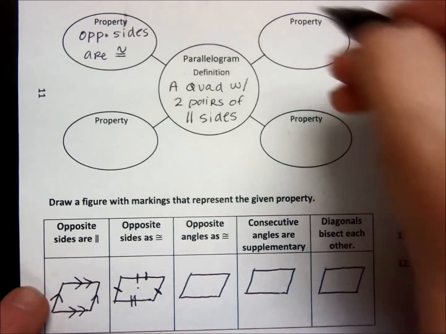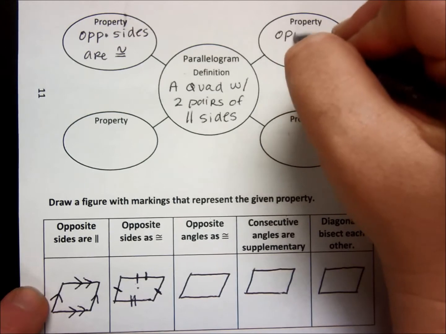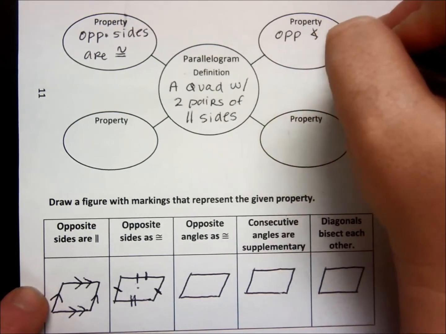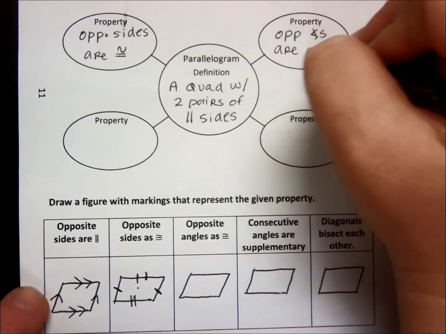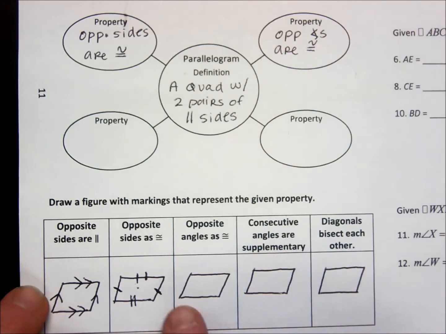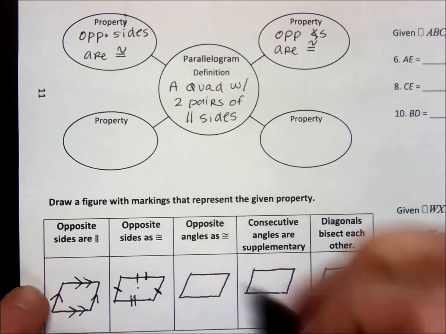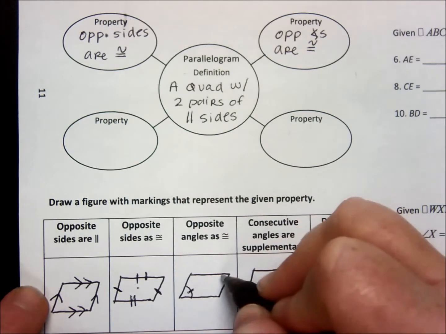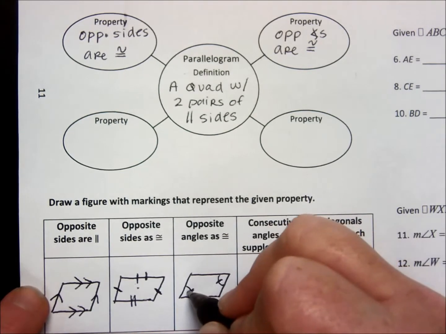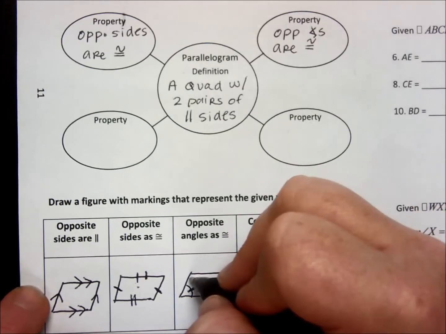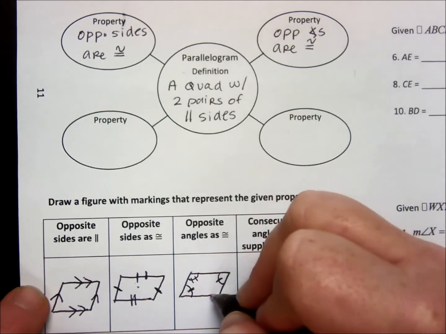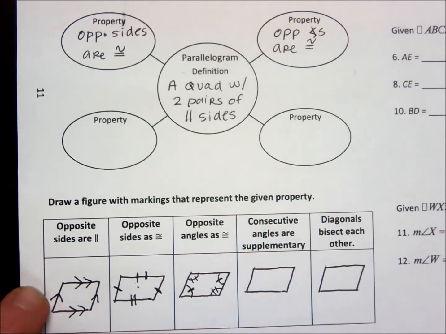The next one is that opposite angles are congruent. I'm talking about angles off of each other, not right beside, but opposite. So this angle would be congruent to this angle. And this angle would be congruent to this angle.